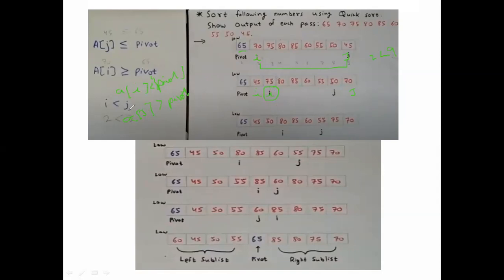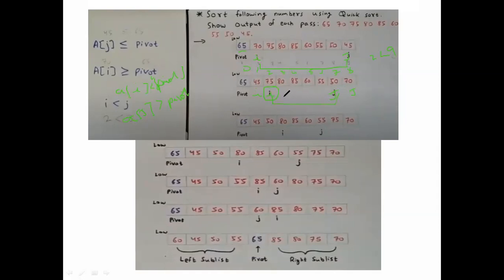Next check whether j is greater than pivot. Now j is 70, which is greater than pivot, so j comes here. The j value is 50. The condition is false since j is less than the pivot, so j stays here. Now check the indexes of i and j. Indexes are 0, 1, 2, 3, 4, 5, 6, 7, 8. Now the j index is 7. 2 is less than 7, condition true. Just swap these two elements.